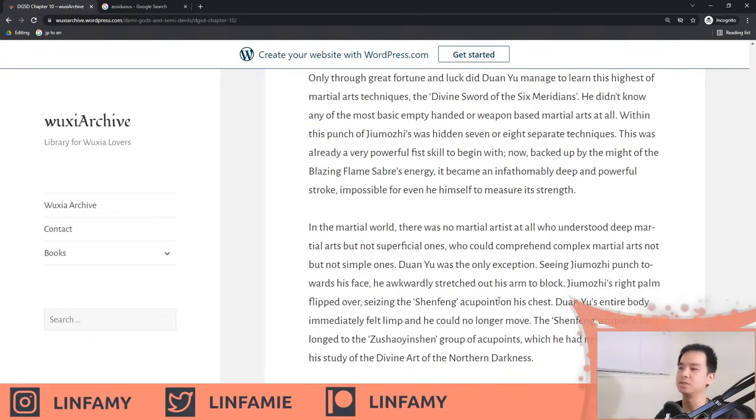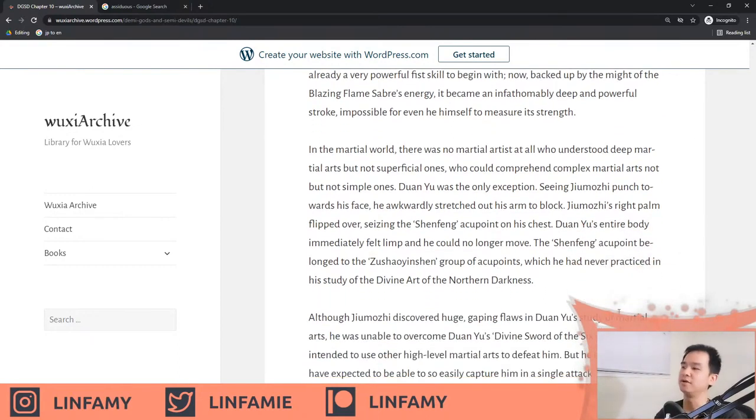In the martial world, there was no martial artist at all who understood deep martial arts, but not superficial ones, who could comprehend complex martial arts, but not simple ones. Duan Yu was the only exception. Seeing Jiumotsu punch towards his face, he awkwardly stretched out his arm to block. Jiumotsu's right palm flipped over, seizing the Shun Feng acupoint on his chest. Duan Yu's entire body immediately felt limp, and he could no longer move.